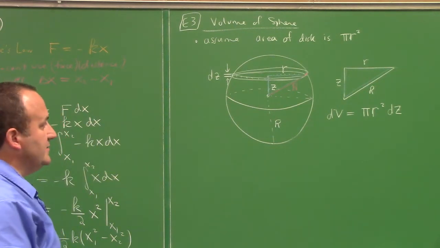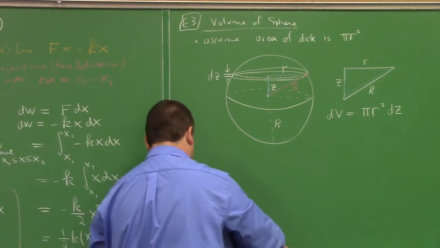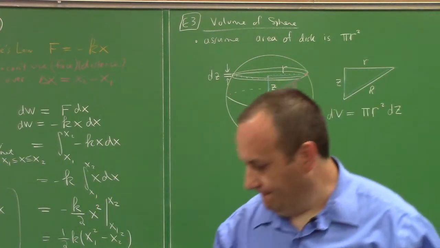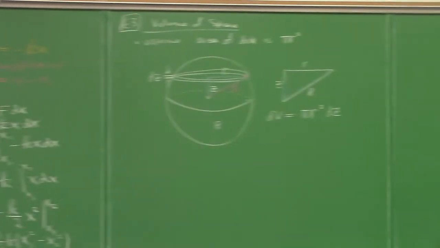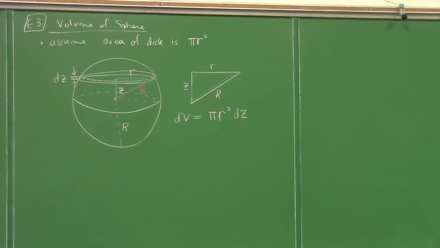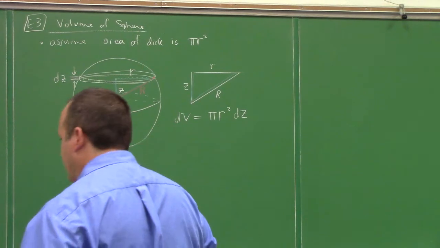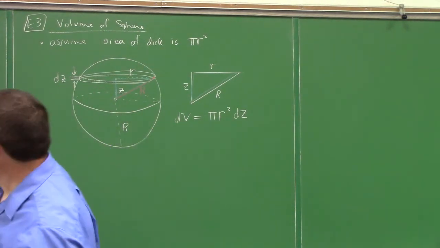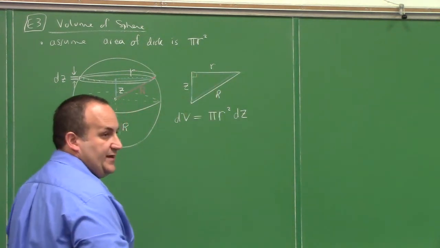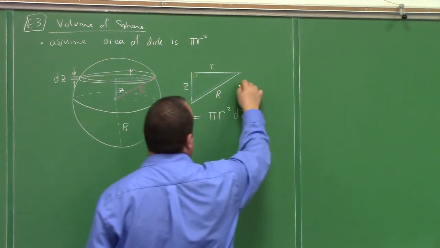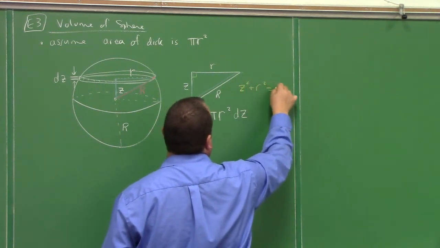Now, how is little r related to z and big R? How are these guys related? This is a right triangle, right? So what do we have? We have z squared plus little r squared equals big R squared, right?